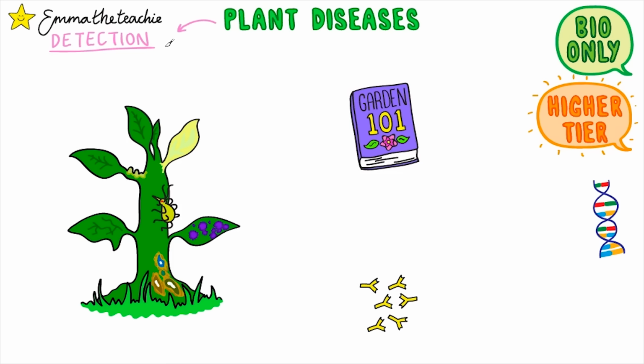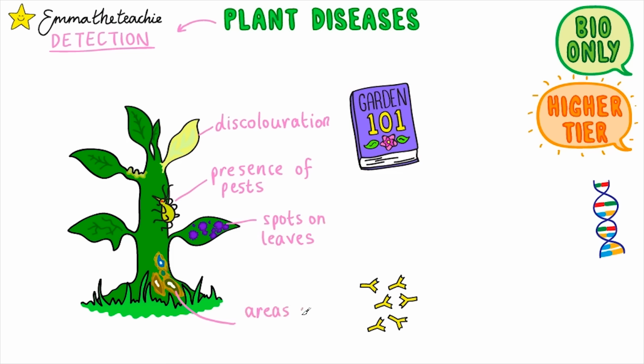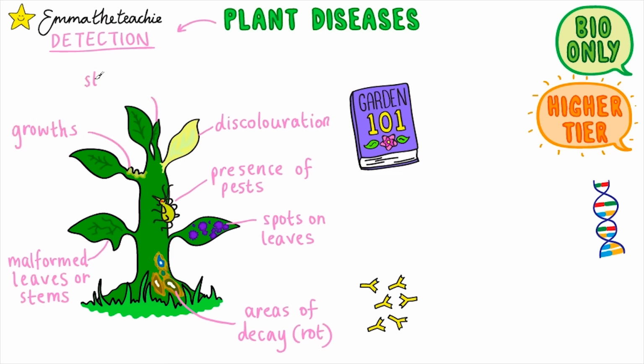Alright, there are 7 indicators of disease. Let's see how many you spotted. Here we've got discoloration, presence of pests, spots on leaves like rose black spot, areas of decay or rot, malformed leaves or stems, and here we've got abnormal growth, and finally stunted growth. So there are 7 to memorize.